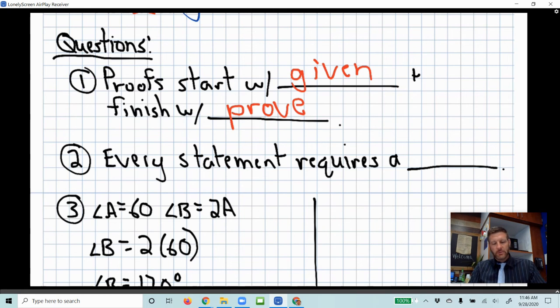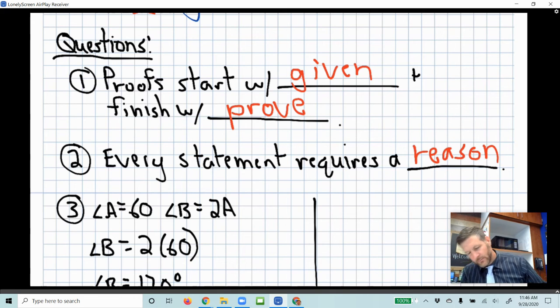Okay, and then number two is while you're working on a proof, every time you give a statement, and that's in the left-hand column, in the right-hand column, you have to give a reason. You could say justification, but reasons is shorter. Okay, shorter word, right? It requires a reason. So every time you want to say something in a proof, you have to accompany it, just like we practiced with the algebra in 2.5, with a reason.